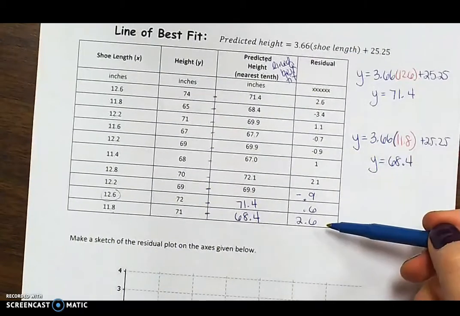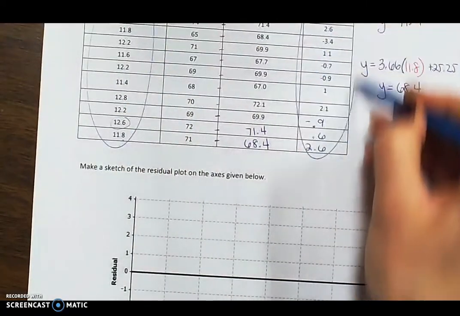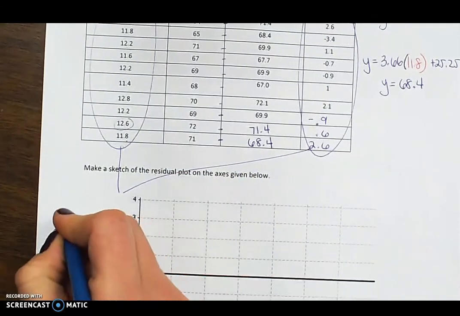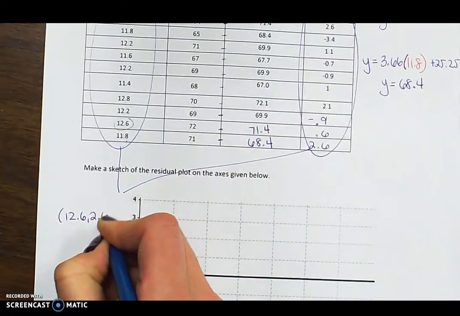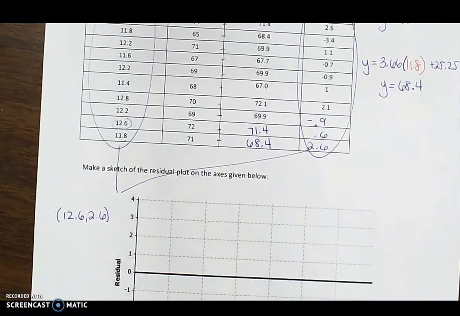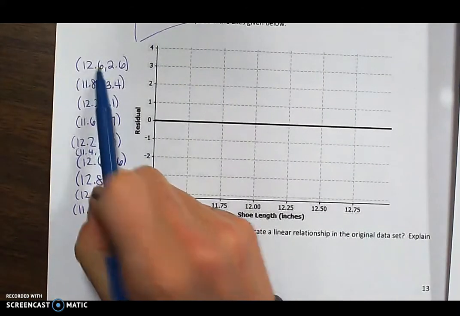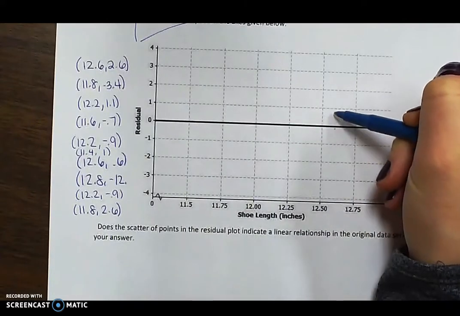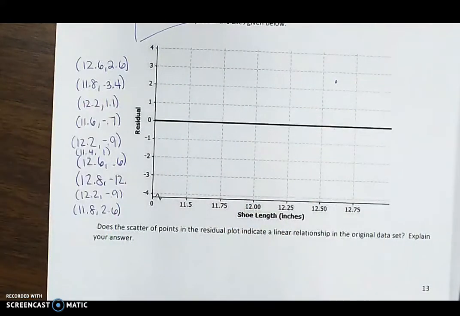Okay, so now that I have my residuals, I can go ahead and plot a residual plot. So a residual plot is where we take the x's and the residuals, and we're going to put them together as a matching set of points. So my first point is going to be 12.6, comma, 2.6. Okay, so you can go ahead and write out all of your points. Okay, now that we have all of our points, we're going to go ahead and plot. So 12.6 and 2.6. So I go over to 12.6, and then I go up to 2.6, and I plot, it would be right here. 11.8, negative 3.4. So go ahead now and plot all of your points.